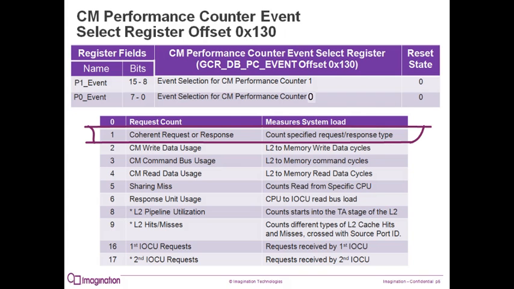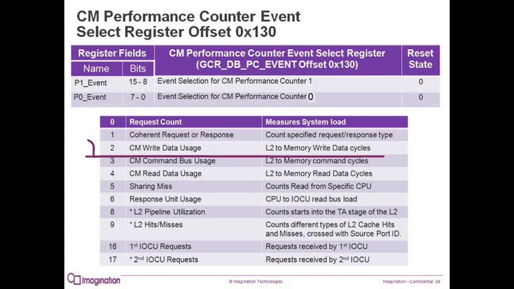Event 1 counts requests and responses to requests that can be identified by intervention states, speculative or non-speculative coherent cache read requests, and intervention command requests from a load or a store that missed in the L1 cache. Event 2 counts the write data bus usage, which is the number of cycles the L2 memory write data bus is in use. This event can be qualified to count stall cycles or not.